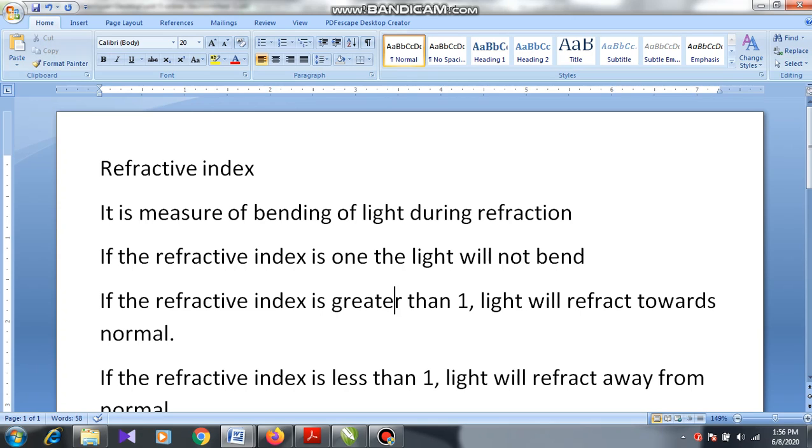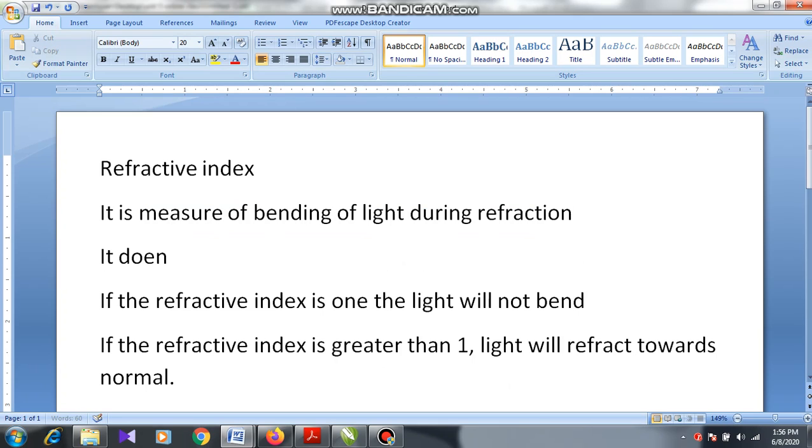Today we are going to speak about a heading called refractive index. You can define the refractive index as a measure of bending of light during refraction. It doesn't have a unit. Refractive index, like relative atomic mass and relative molecular mass, also doesn't have a unit.